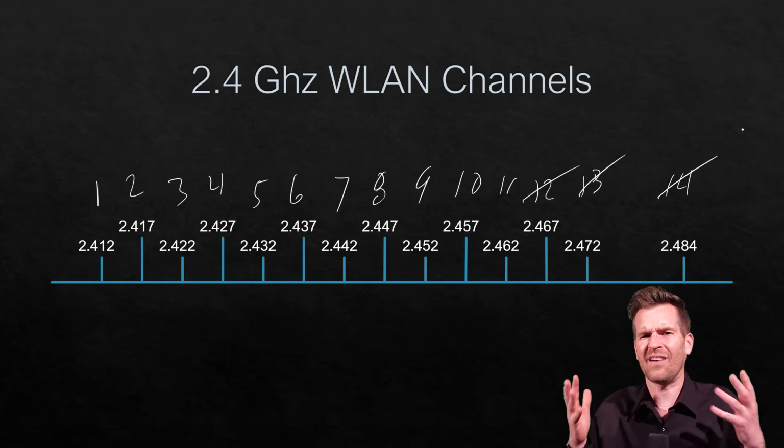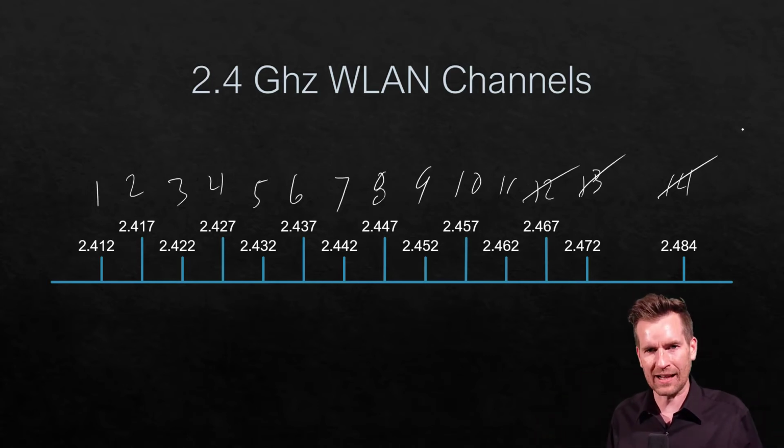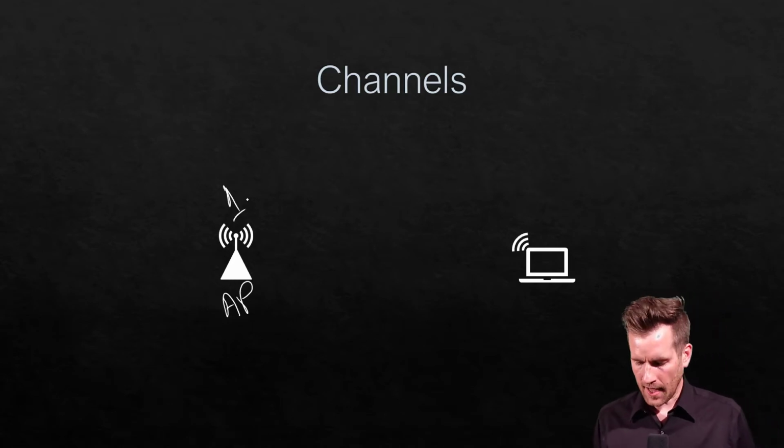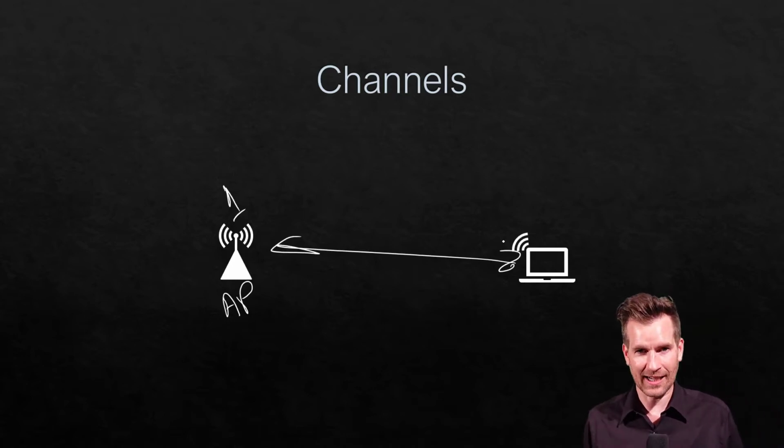So what are these channels? What do they do? Let's talk about why we need channels and how they operate. This is an access point right here, and it's going to be assigned to a channel. Let's say it's assigned to channel 1. And this device then communicates to this access point on channel 1.